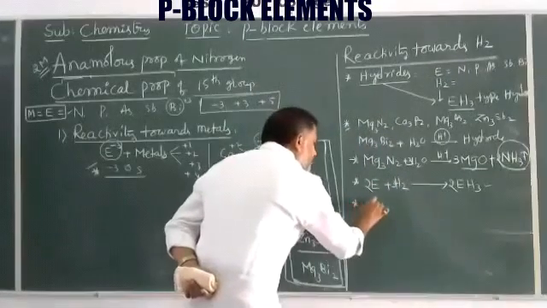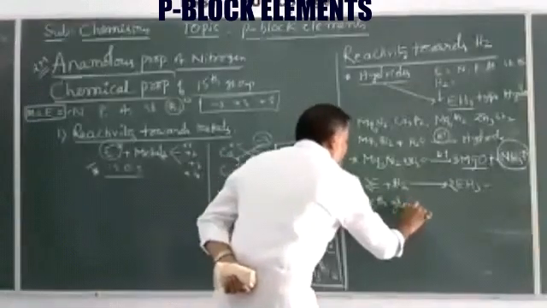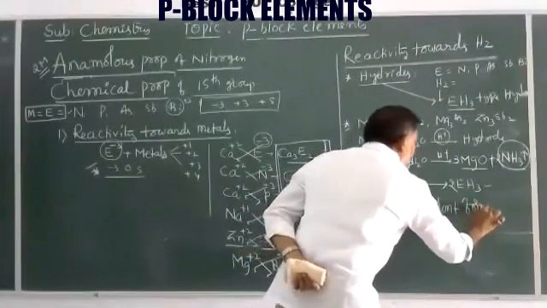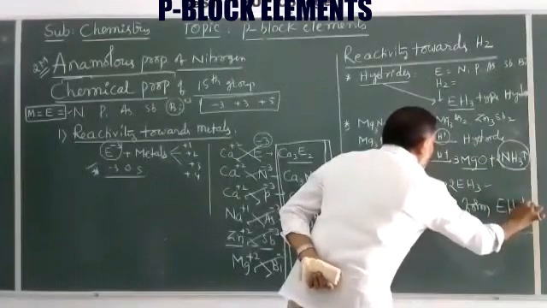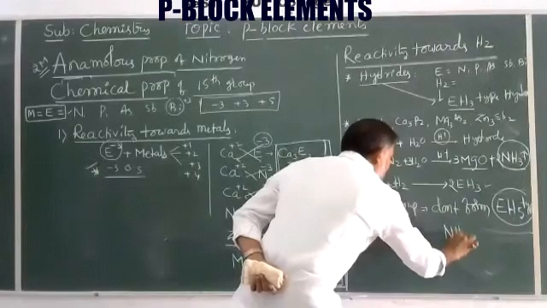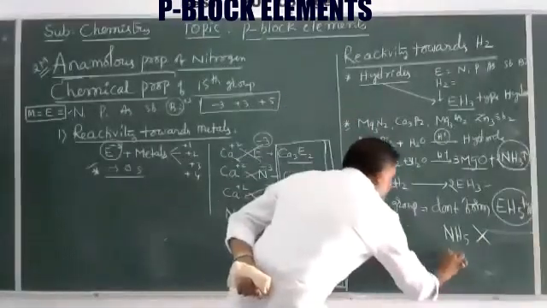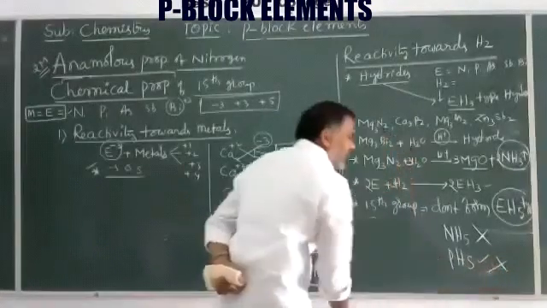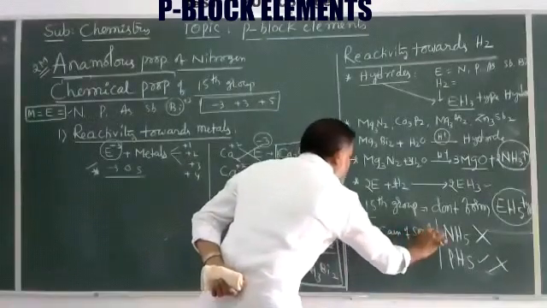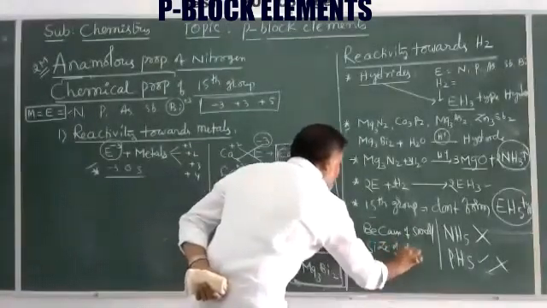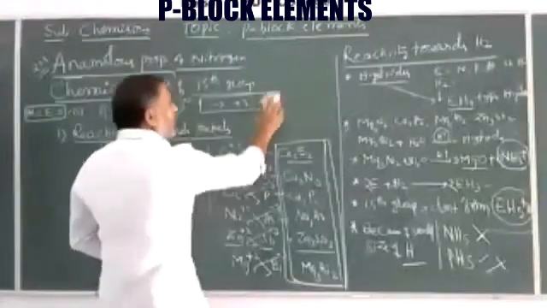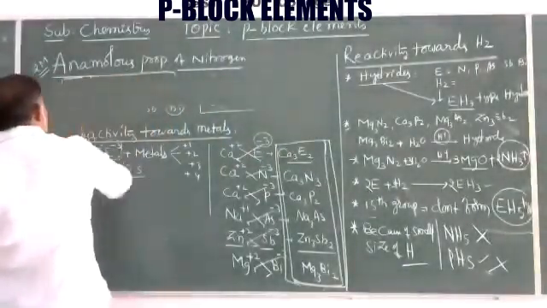Anyhow, very important, 15th group elements like nitrogen, phosphorus, arsenic, antimony do not form EH5 type hydrides. Why? A reasoning question. NH5 does not form. Yes, the PH5 possibility is there, but it is not possible because of a reason: the very small size of hydrogen. This is a very, very important reason. That's why 15th group elements form only EH3 type hydrides.